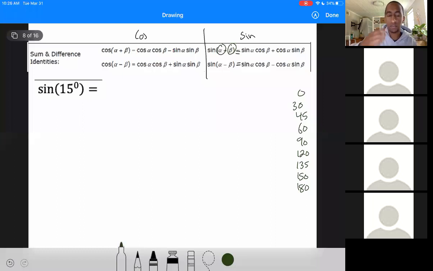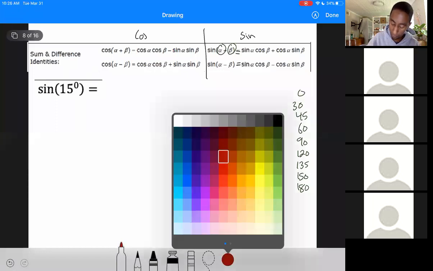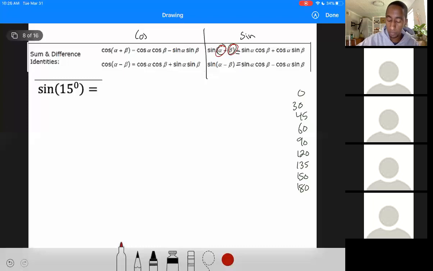Cool. So that's some of the values that we have there. Thank you, Natalia. So what we're going to look at is, are there any of these that we can add that would equal 15? There wouldn't be any, right? So are there any of these that we can subtract that would equal 15? 45 and 30, right? Yes. So we can express this as sine of 45 minus 30.